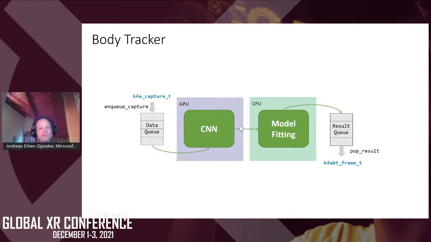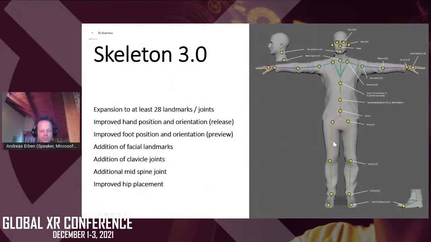That's another view of the processing. So what you get is the Kinect for Azure capture output. Basically the frame, you put it in a data queue. Behind the scenes, the GPU will first do the convolutional neural network processing usually. Then the CPU will do model fitting on that output, and then you get a result in the results queue. As a developer, you pop the result out of the results queue. That's just a view of the joints that you have available.